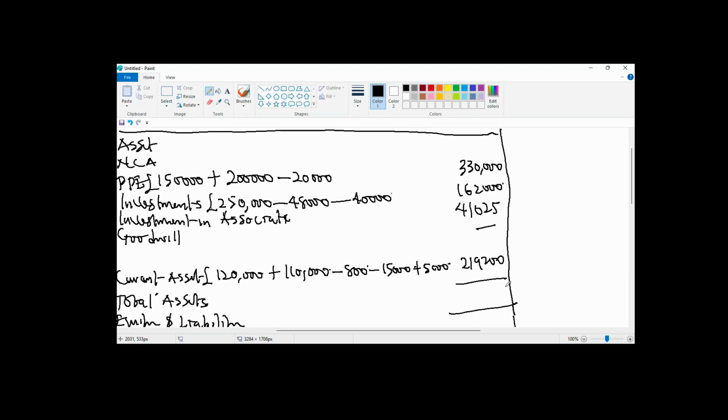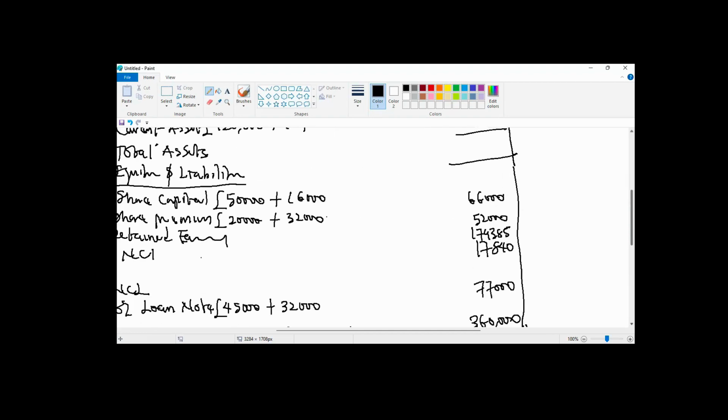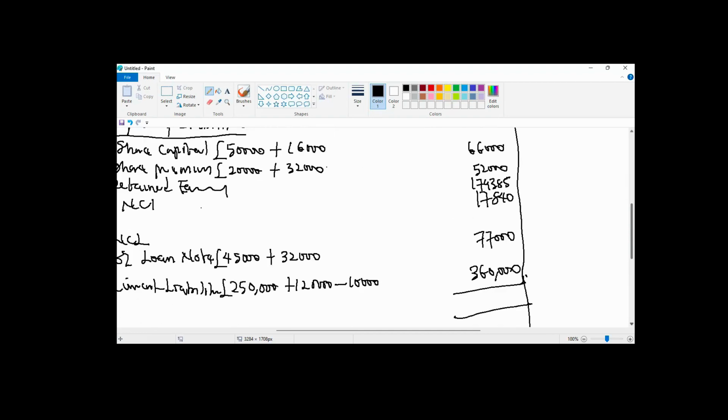Well, yeah, next one. What does he give you? Let's get the figure. 752,225 for the total assets. Total assets, 752,225. Yeah, let's compare it with 752,225.